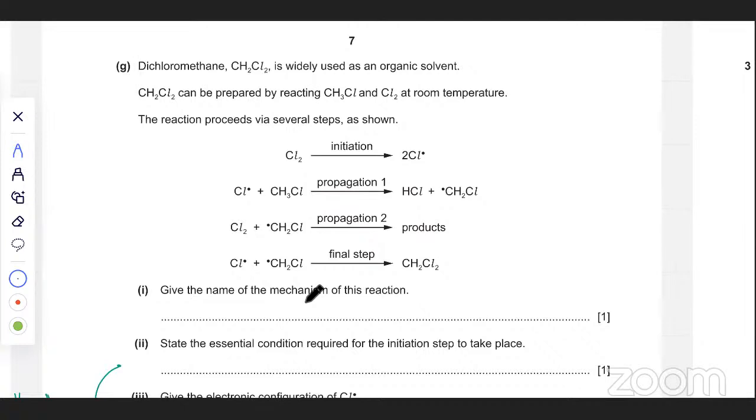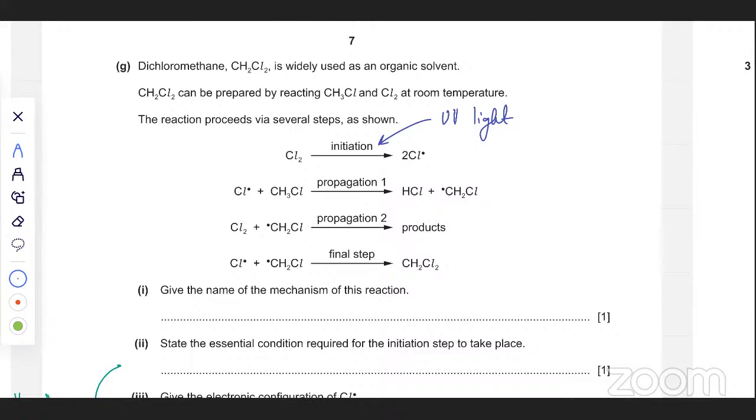Now in this question, dichloromethane is widely used as an organic solvent, and can be prepared by reacting CH3Cl and Cl2 at room temperature. The reaction proceeds via several steps. The first one is initiation, where the Cl radicals are produced. Why? Because of UV light. Ultraviolet light breaks the Cl-Cl bond. And when that bond is broken, the Cl radicals start attacking the H. They pull out the H and form HCl. And you get a CH2Cl radical now.